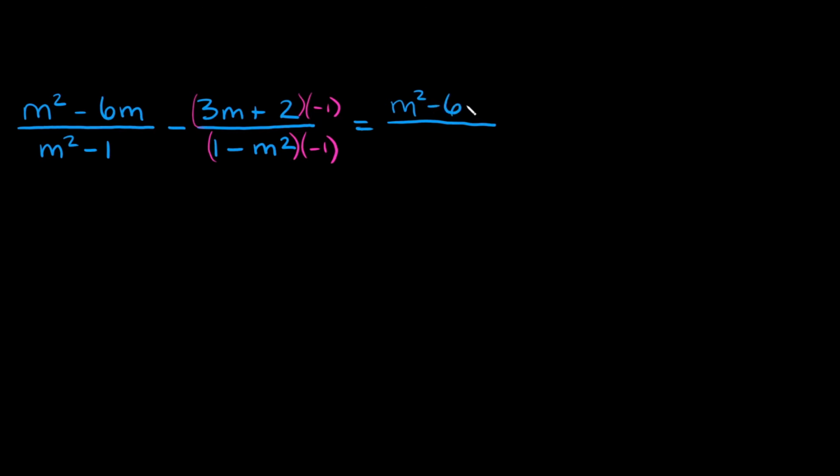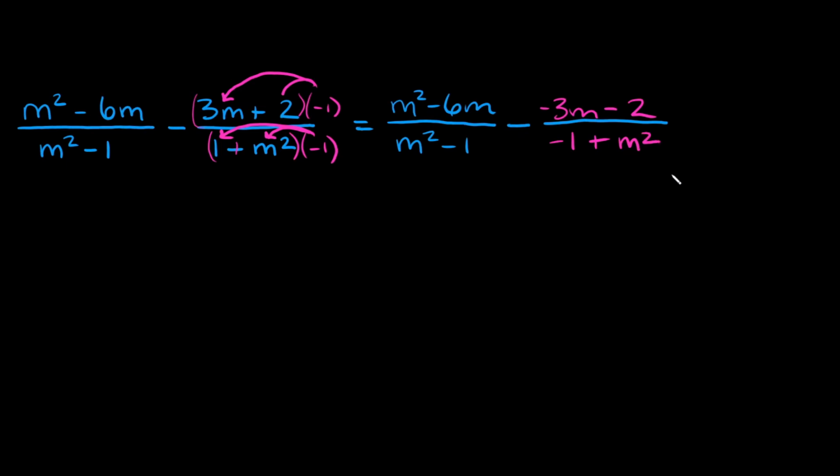That first one is m squared minus 6m over m squared minus 1 minus, and here we can multiply, right? So we have a negative 1 out here, so again, you just distribute it. So negative 1 times 3m is equal to negative 3m, and negative 1 times positive 2 is equal to negative 2. And then that's going to go over the bottom right here. So negative 1 times 1, that's equal to negative 1, right? And then negative 1 times m squared is equal to positive m squared, so plus m squared.